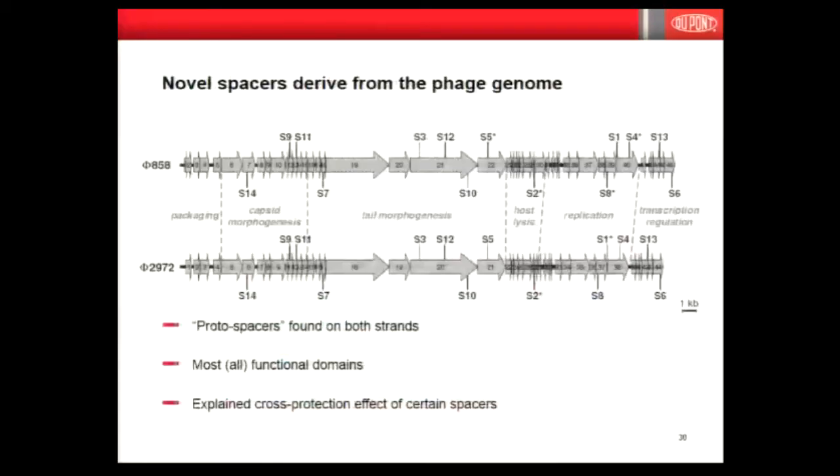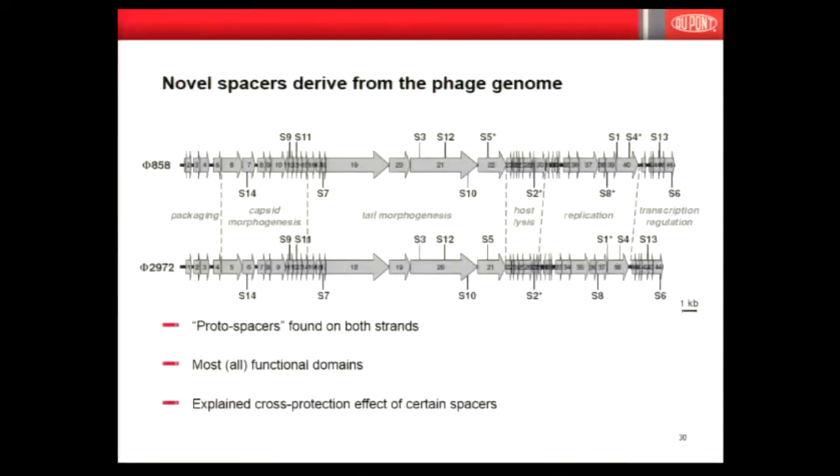So we had the phage genomes at hand, and we could easily identify the region of the phage that gave these new spacers. And so spacers could be acquired from each strand of the phage DNA. However, there was a bias for the plus strand. More spacers were acquired from the plus strand. And all the functional modules of the phage were involved in those acquisitions.